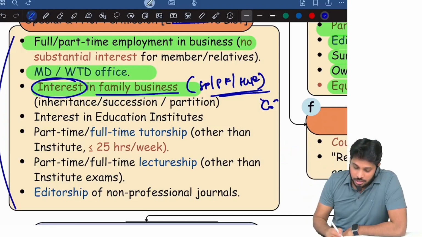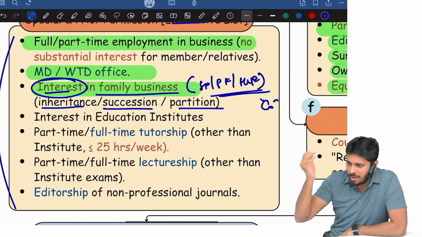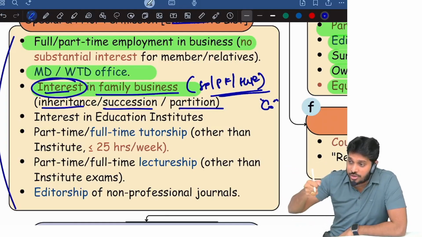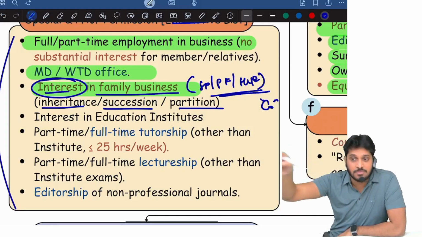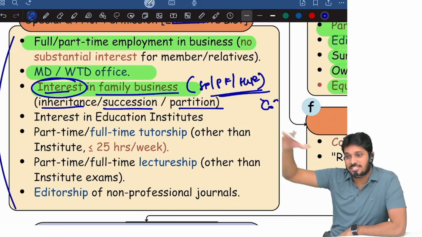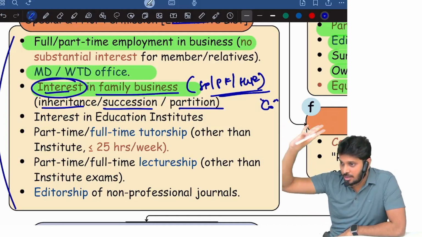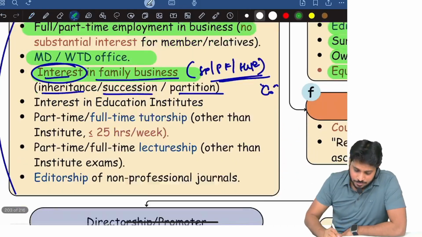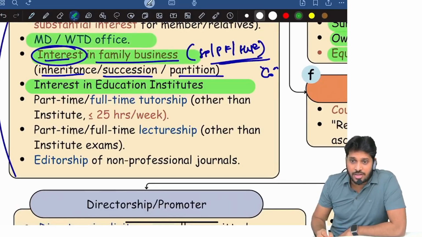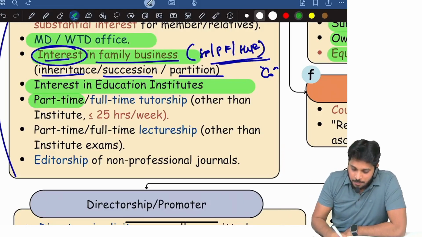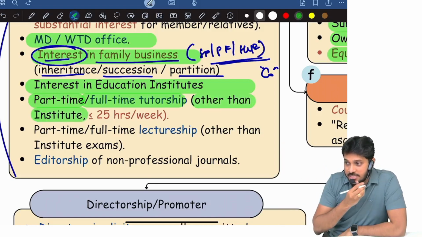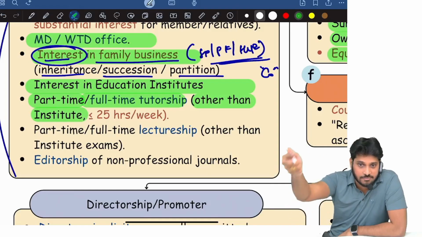Understood? So if you want to get an interest in a family business, whether through inheritance or succession or partition or whatever the reason, if you want to get an interest in a business concern, you require permission. If that business concern is a company and you are just investing in it, that doesn't require any permission. Clear, all of you? Next, interest. If I want to have an interest in education institutions, I want to run an academy, it requires permission. Part-time or full-time tutorship other than ICAI: if you are teaching in ICAI, you don't require any permission. If you are teaching somewhere else, you require permission.